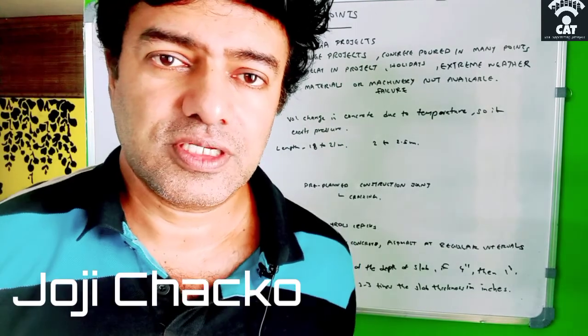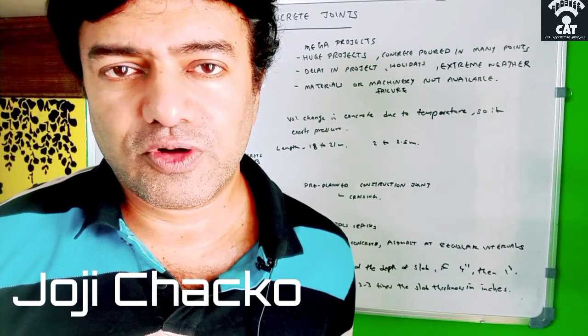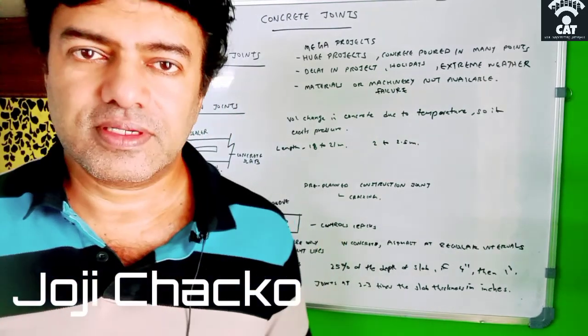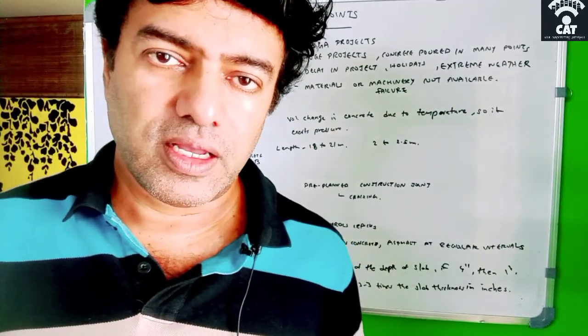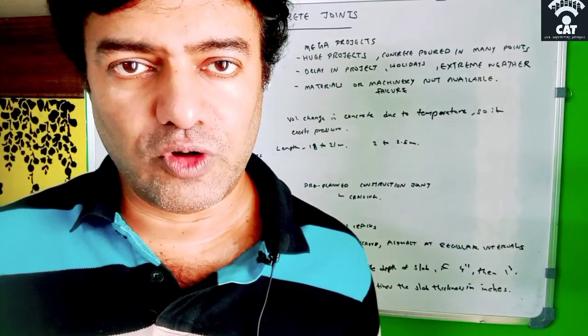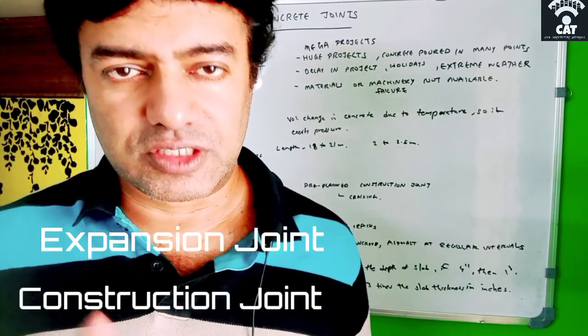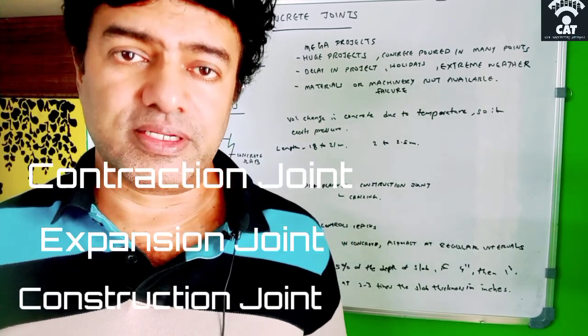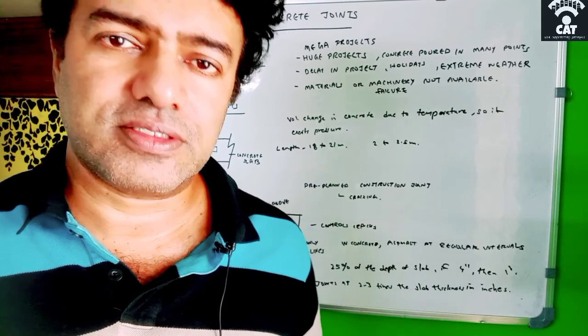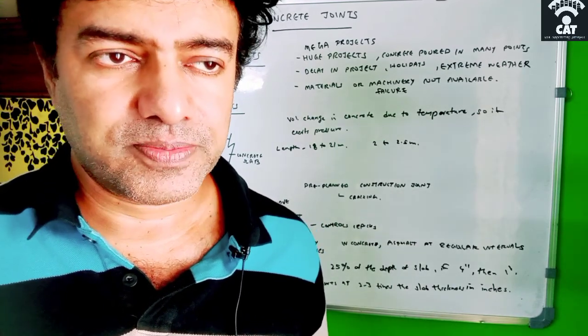Today's subject is different types of concrete joints. We are familiar with several types of concrete joints in the construction industry, and mainly there are three types: the first is the construction joint, the second is the expansion joint, and the third is the contraction joint. So let us discuss the construction joint first.